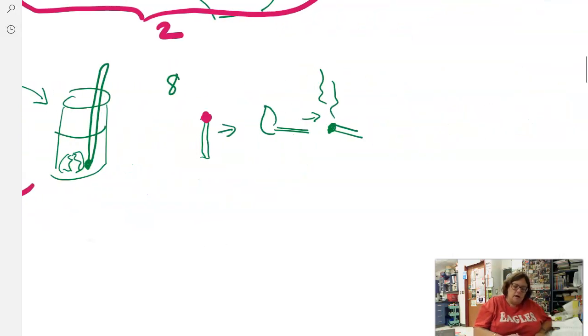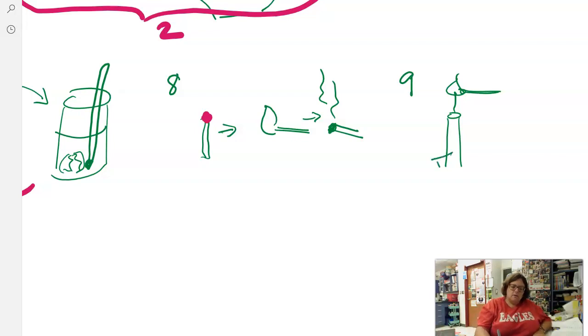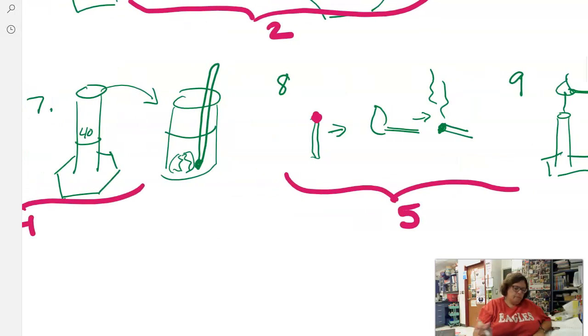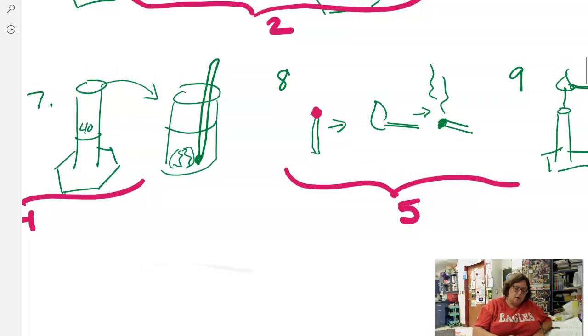Step 9, going to light it again, the match, and this time you're going to light a candle with it. And you're going to observe the candle. Don't blow it out. So this will be at station 5. Then eventually you'll have to blow it out before you leave. So leave it lit until you're ready to leave.